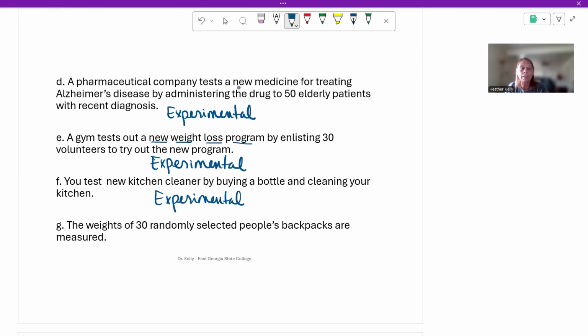And finally, the weights of 30 randomly selected people's backpacks are measured. But we didn't do anything with them. We just measured them. Observational. Still important, especially if you have back pain from carrying around a bunch of books, but still observational.